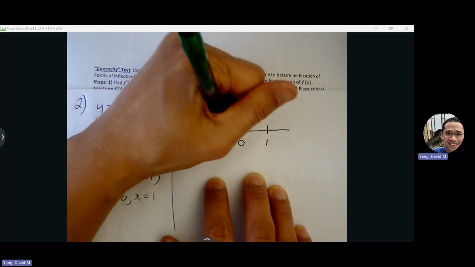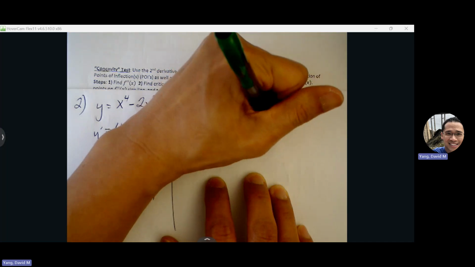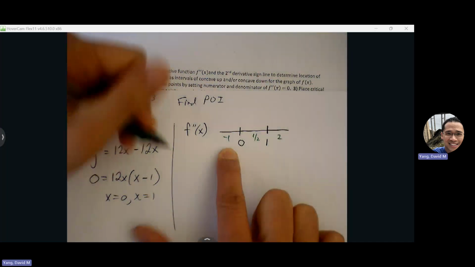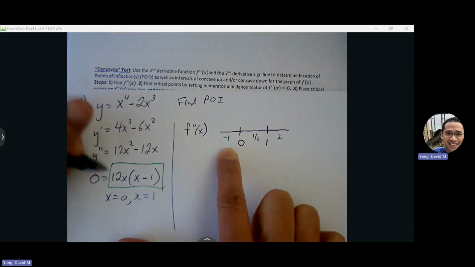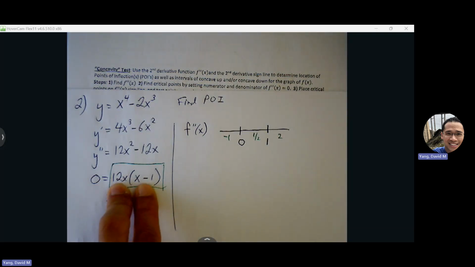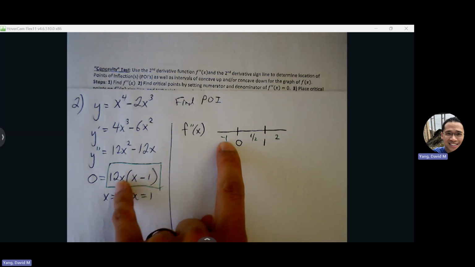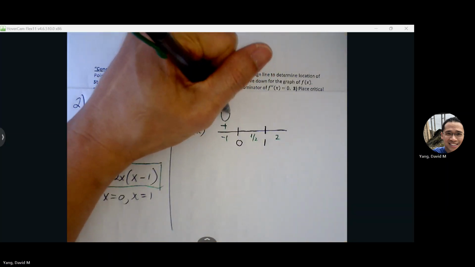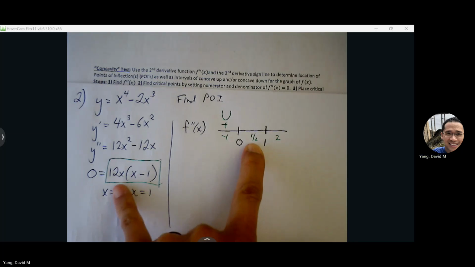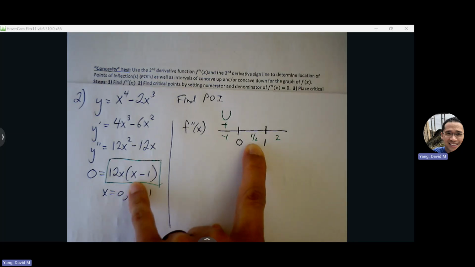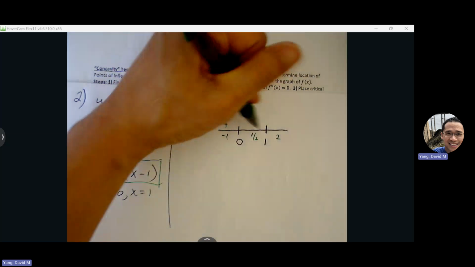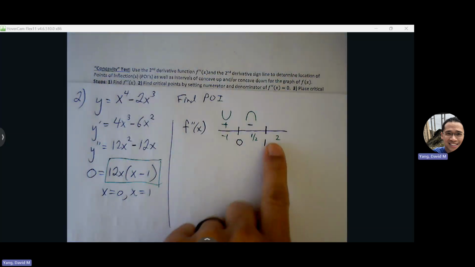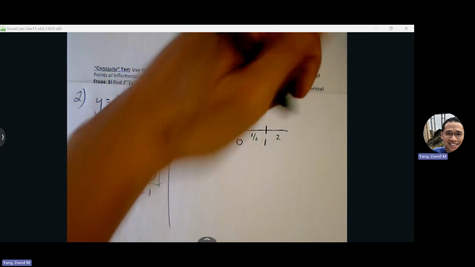So I'll test -1, I'll test 1/2, and I'll test 2. They all get inserted into the second derivative. Either one is fine. I like the factored form because it allows me to get to the signs a lot quicker rather than doing a bunch of calculations. So if I plug -1 in for x, I get -12 times -2. Two negatives makes positive, so concave up. Plug 1/2 in. 12 times 1/2 is positive. 1/2 minus 1 is negative. Positive times negative is negative. If I plug 2 in, positive times positive is positive.